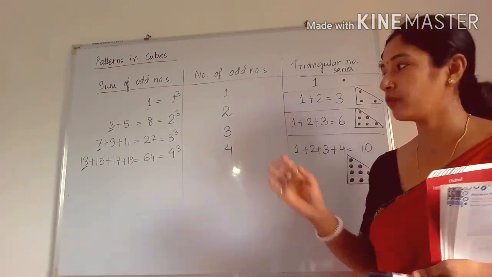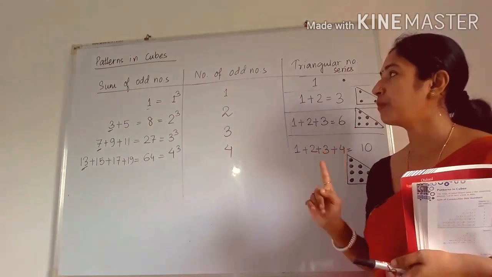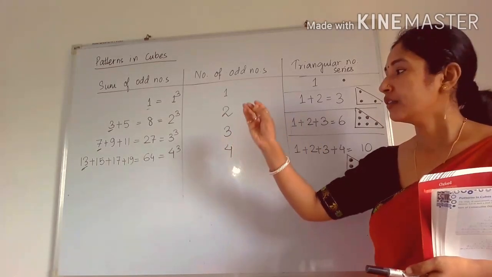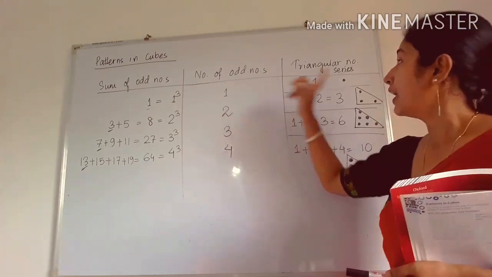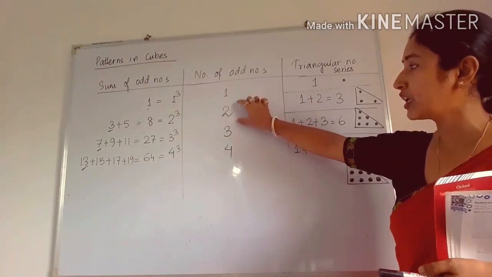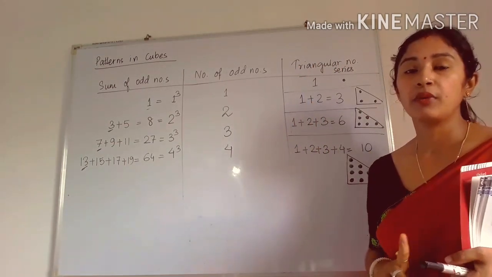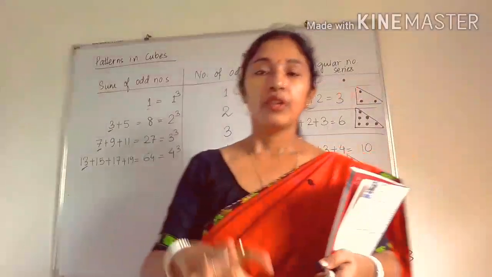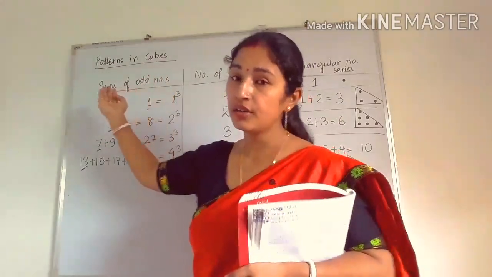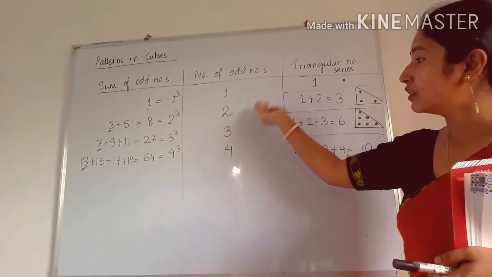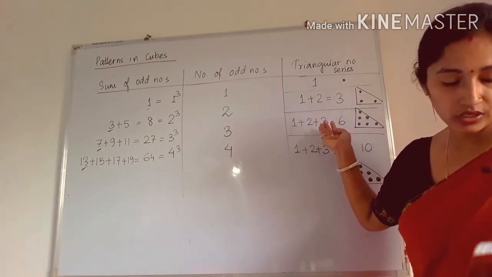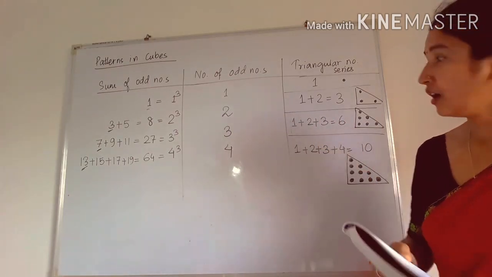And which odd numbers I am going to tell you now. The next column is for the number of odd numbers. How many odd numbers I am adding, that number I will write in the second column. And next is the triangular number series. By using these numbers we can form the triangular number series. So basically this is a relation. We can find a pattern, and also this is a relation between the cubic number, the odd numbers, and the triangular series number. So this is the relationship between these three.